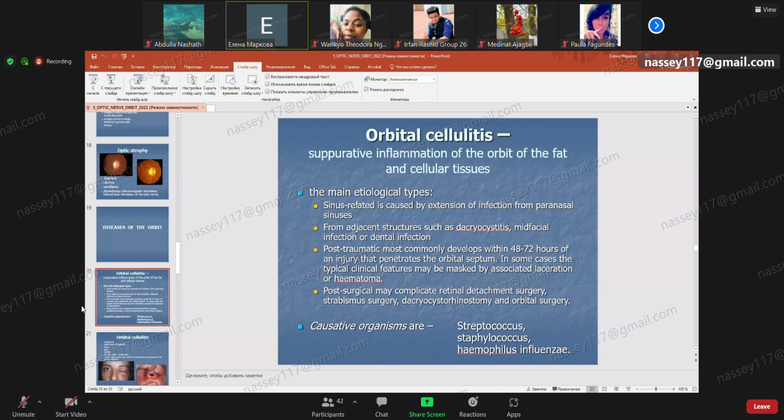In some cases, the typical clinical features may be masked by associated laceration or hematoma. Fourth, post-surgical, which may complicate retinal detachment surgery, strabismus surgery, dacryocystostomy, and orbital surgery. And the main causative organisms of orbital cellulitis are Streptococcus, Staphylococcus, and Haemophilus influenzae.